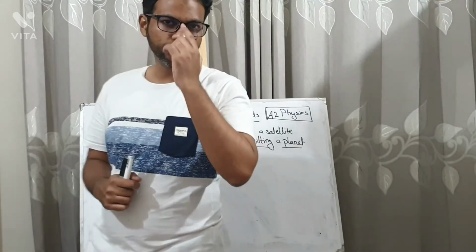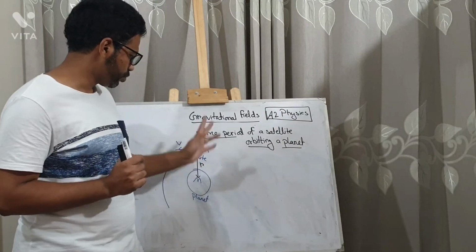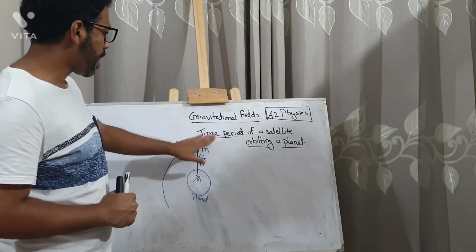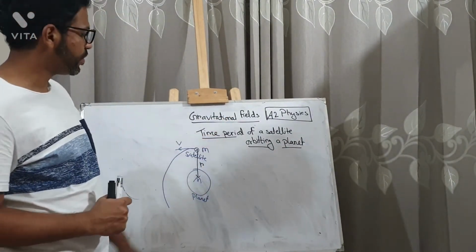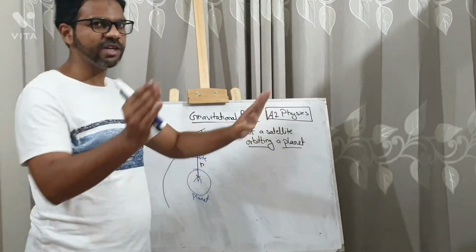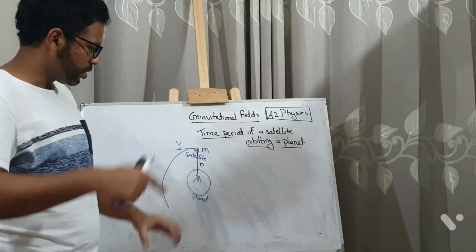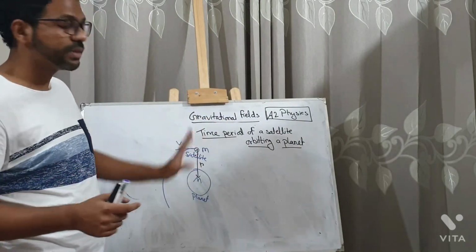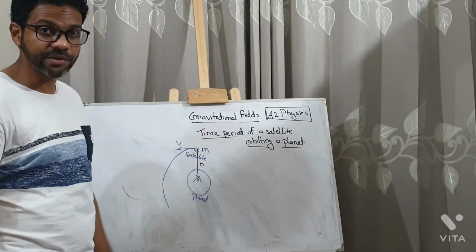Alright, before we move on to the gravitational field strength, there is one more thing that we have to discuss: how do we calculate the time period of a satellite when it's moving around a planet? Not only for a satellite, any object moving around another mass, how do we calculate the time period for that? That is what we will derive from here.